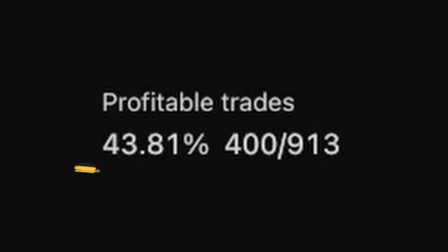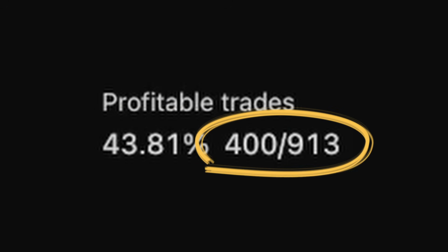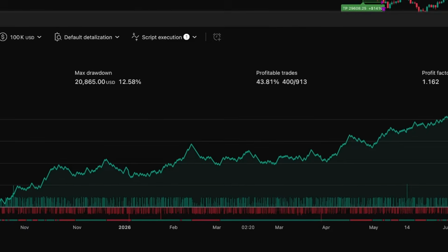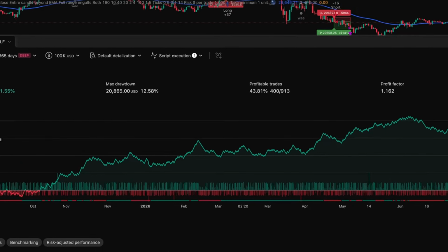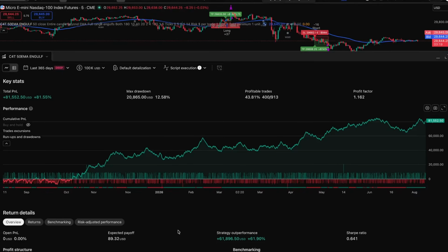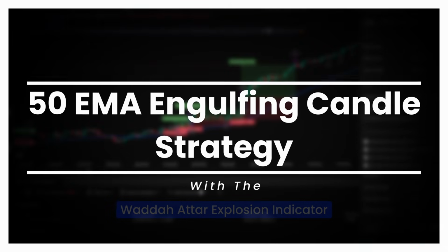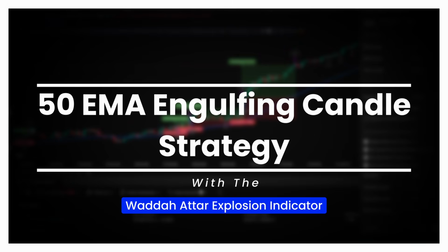$81,000 profit, 44% win rate in 913 trades over a year time span, fully automated. This is the exact Pine Script code that generated these results. Let's break it down. Here's the code I built for the 50 EMA engulfing candle using the Waddah Attar Explosion as a filter.